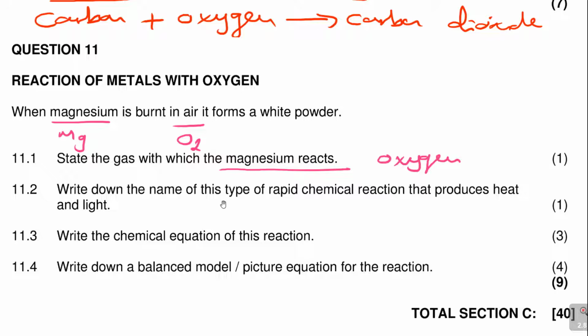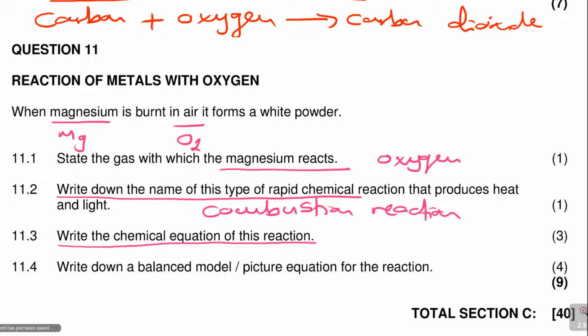Write down the name of this type of rapid chemical reaction that produces heat and light. What is this name? Write down the name of this type of rapid reaction. It is called combustion. It's burning. It's combustion reaction. Whenever you are burning, it's called combustion reaction. This name the type of rapid chemical reaction. It's a combustion reaction. And then they say write the chemical equation for this reaction.